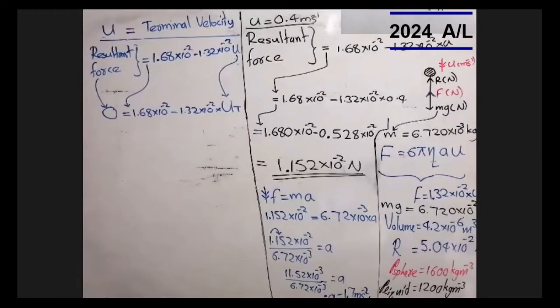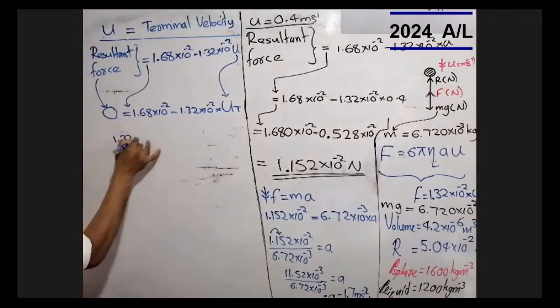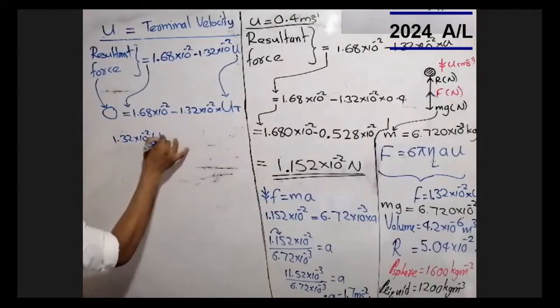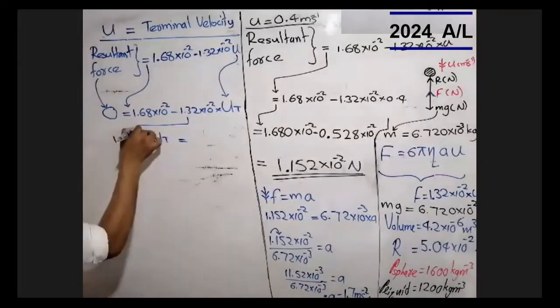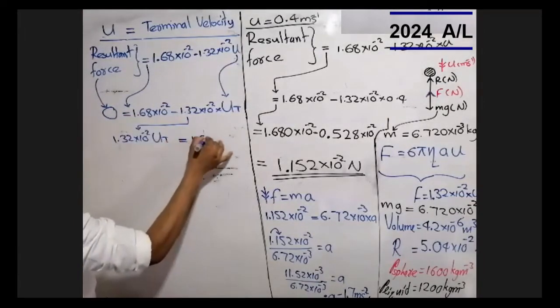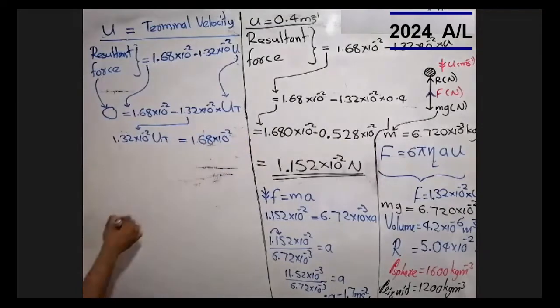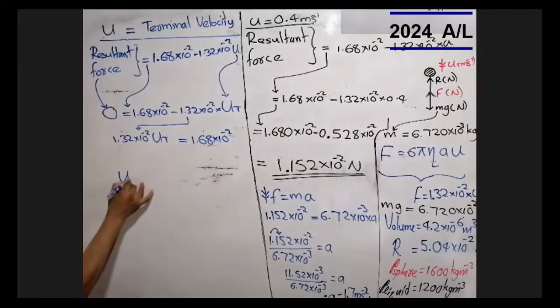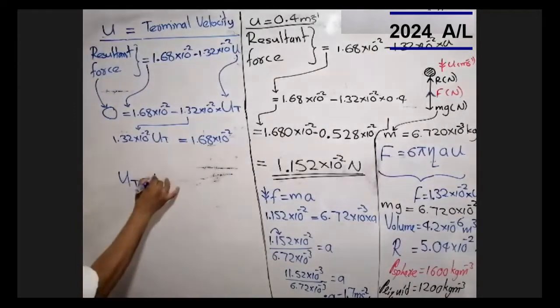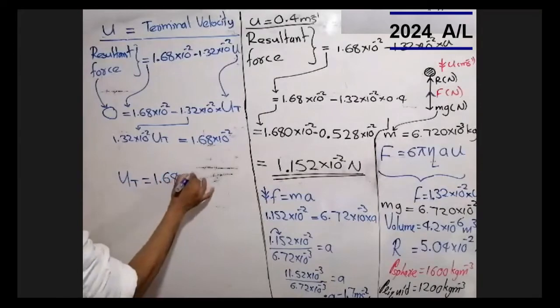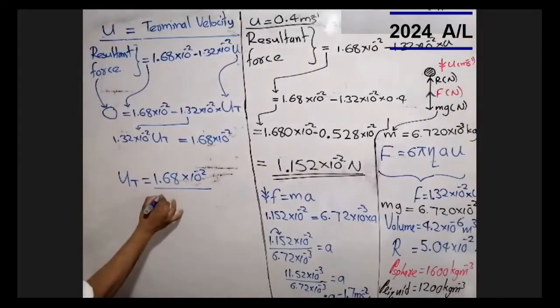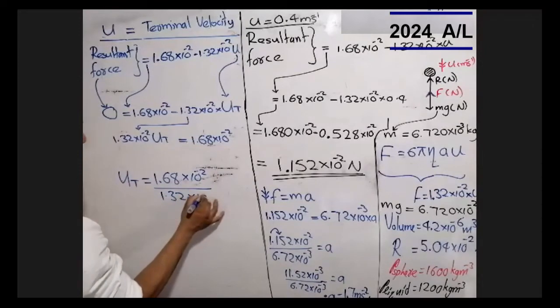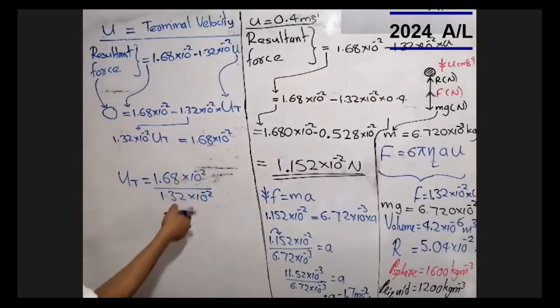Let's take this term to the other side. The minus term can be taken to the other side as a positive term. So 1.32 into 10 to the power minus 2 times u terminal will be positive once it is taken to this side, and I do not change anything in the 1.68 into 10 to the power minus 2 number. So the terminal velocity of the sphere equals 1.68 into 10 to the power minus 2 divided by 1.32 into 10 to the power minus 2, and the 10 to the power minus 2 cancel out.